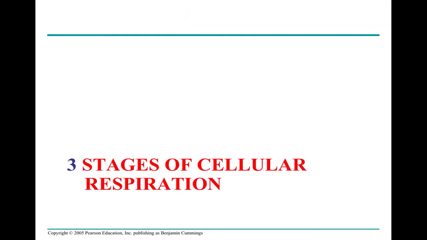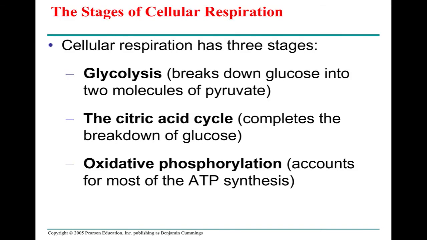What are the three stages of cellular respiration? The three stages of cellular respiration are glycolysis, citric acid cycle, and oxidative phosphorylation. What is the stage between glycolysis and citric acid cycle? Well, there is nothing, as you can see here, but no, it's not true. There is a stage between glycolysis and a citric acid cycle.